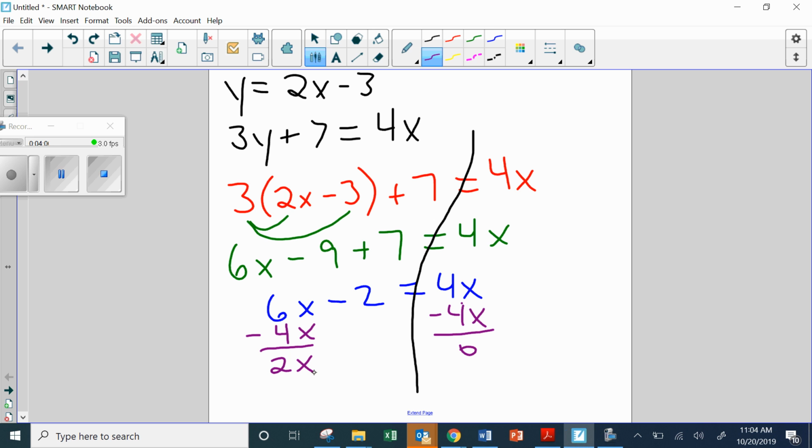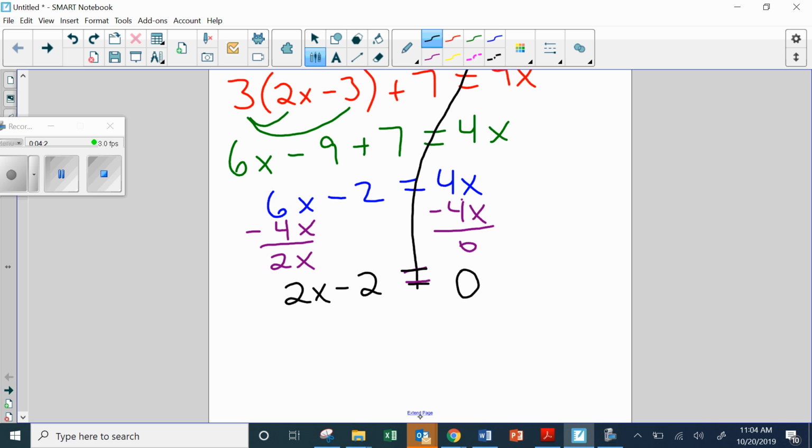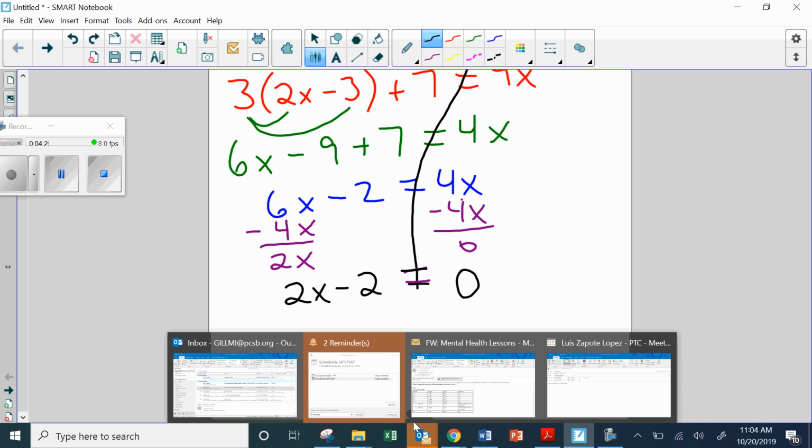So 0 is still over here. You can never just have one side blank. So 0 is still over here. I now have 2x subtract 2 on the left-hand side. So as my next step, I'm going to go ahead and now I need to move everything away from the x.